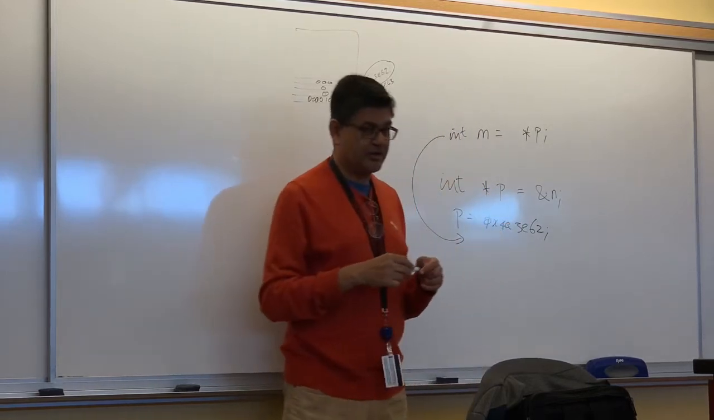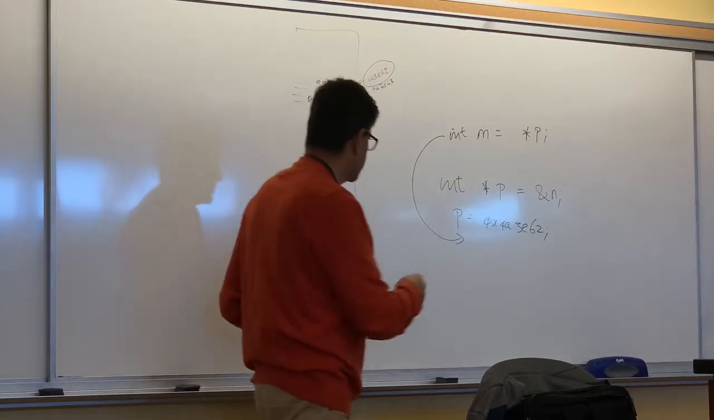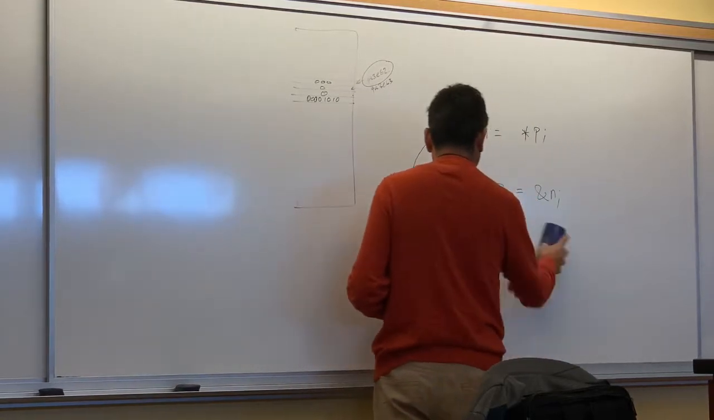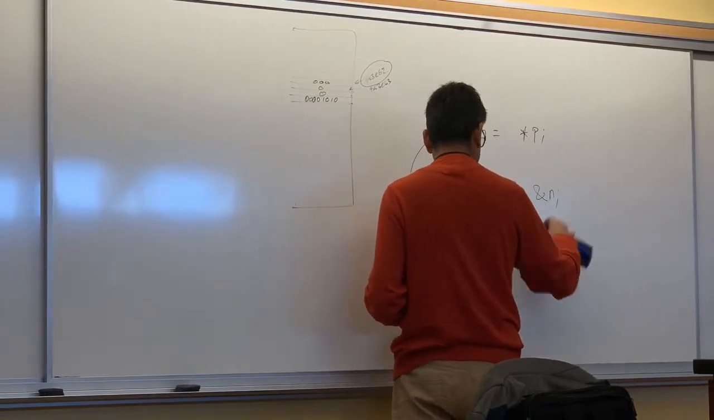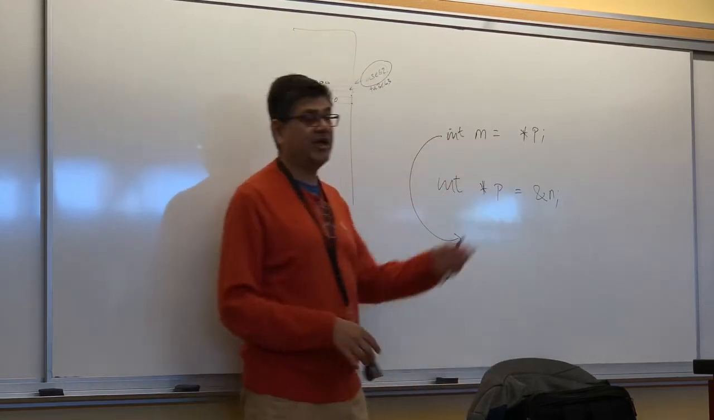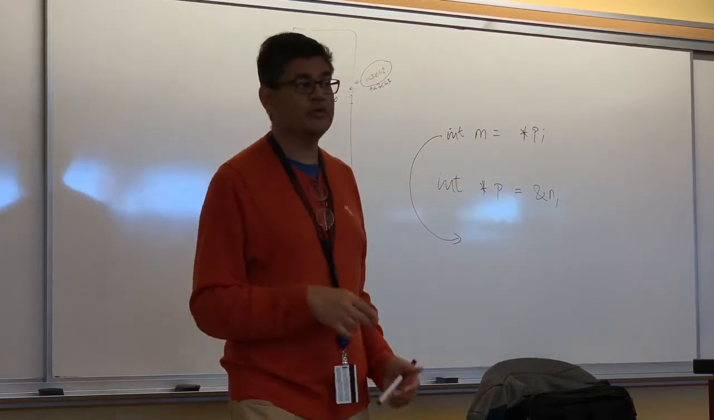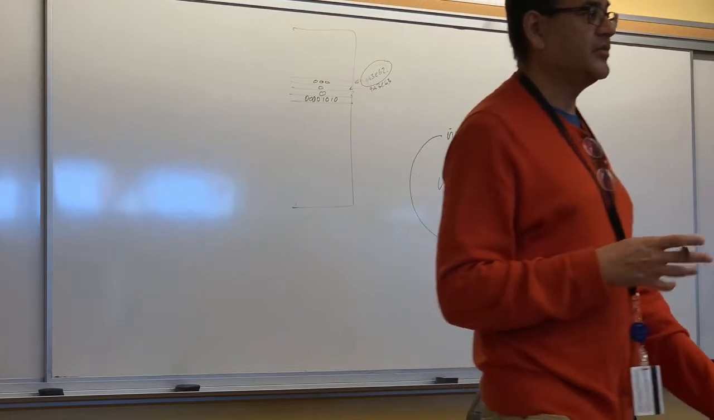All right, so well, maybe, I'm saying this gets executed after this, okay? After that. So I'm going to assign, not here. So int star p equals address of n, and then m equals star p. So what is the value of m after that statement has been executed?